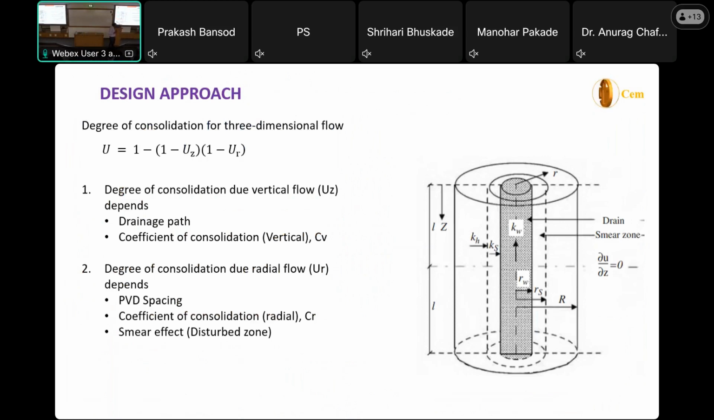Whenever you install drains, there is smear. It creates a disturbance zone, because the mandrel is pushing through this soft ground, and it will disturb it. That is called the disruption or smear zone.